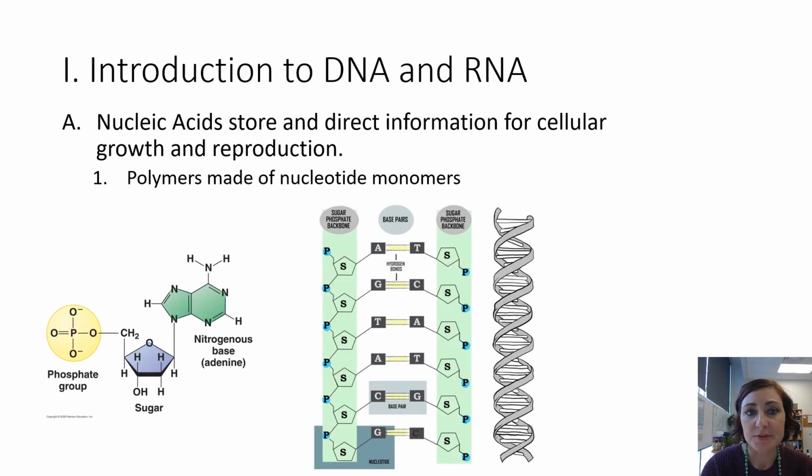All right, let's start with nucleic acids. Nucleic acids are essentially polymers of nucleotide monomers. And the function of nucleic acids is to store and direct information for cellular growth and reproduction. Depending on whether you have DNA or RNA, they're going to serve a slightly different function in the body, but think of them as a genetic repository. It has all the information that you need for all these processes to occur in the body.